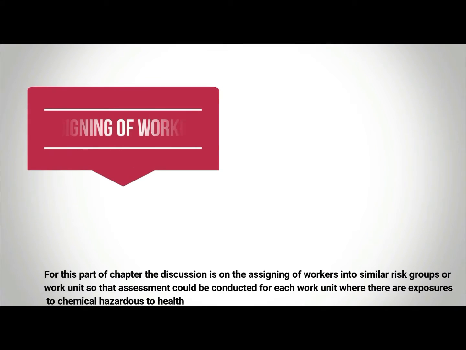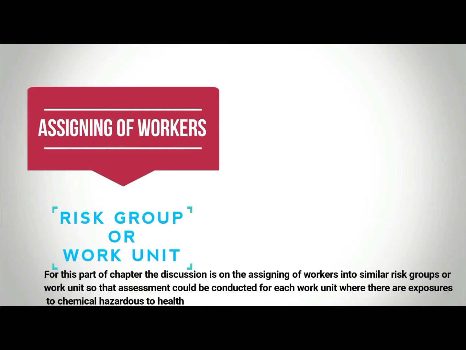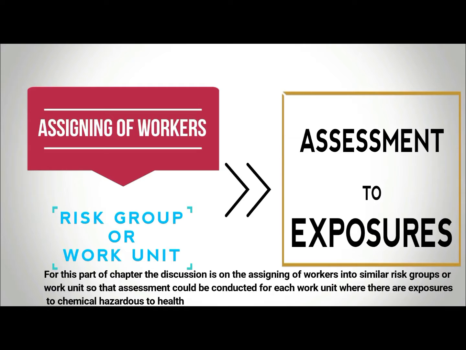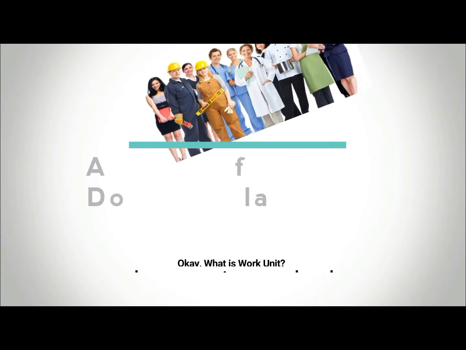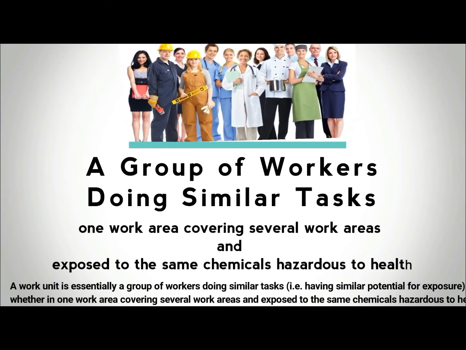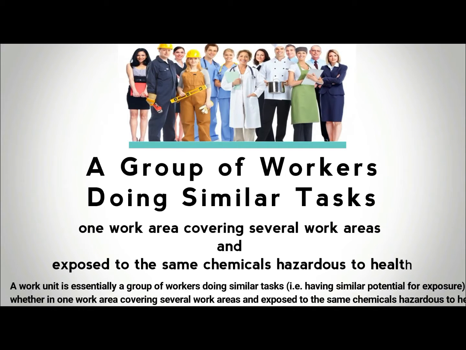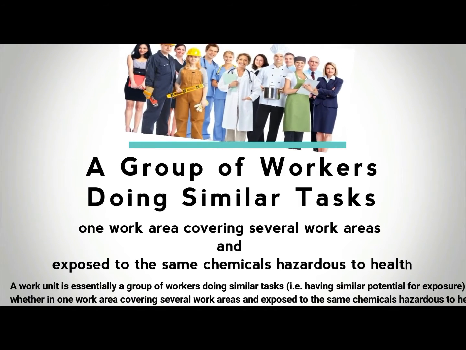For this part of the chapter, the discussion is on the assigning of workers into similar risk group or work unit so that the assessment could be conducted for each work unit where there is exposure to chemical hazards to health. Okay, what is work unit? A work unit is essentially a group of workers doing similar tasks, for example having similar potential for exposure, whether in one work area or covering several work areas, and exposed to the same chemical hazards to health.